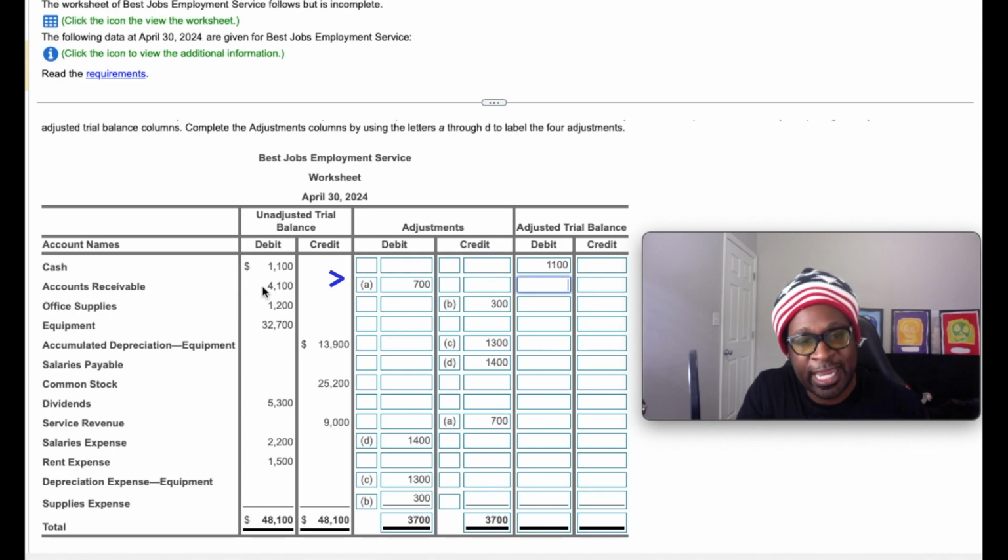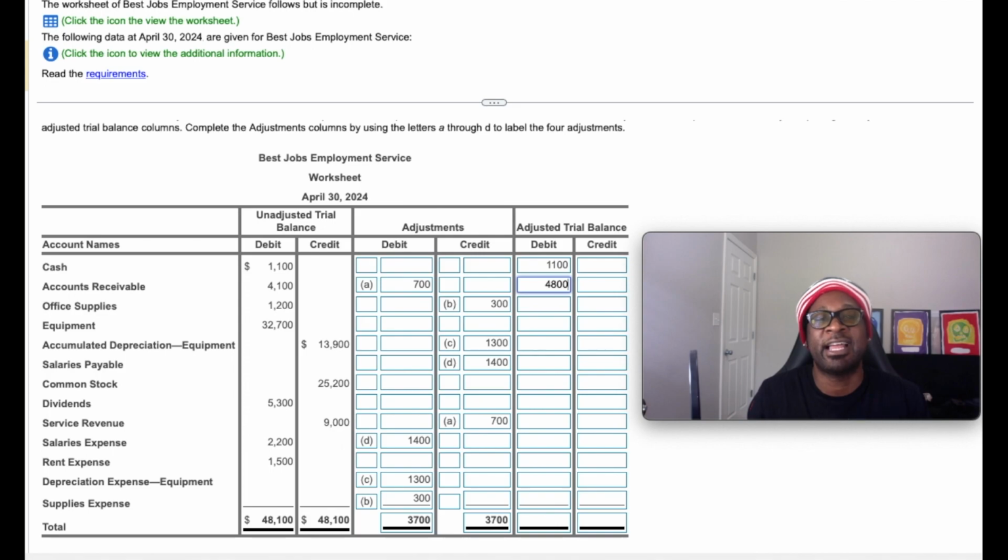We originally had a balance of $4,100, but we made an adjustment by debit, and since accounts receivable is an asset, we know, gang, that a debit requires us to increase that account. So we're going to have to add the $700 to the $4,100, which will give us a new adjusted trial balance amount on the debit side, of course, of $4,800.